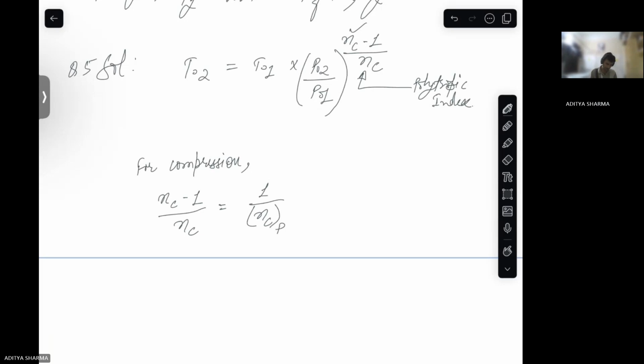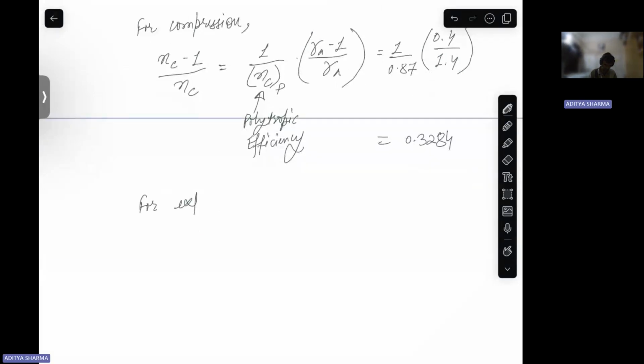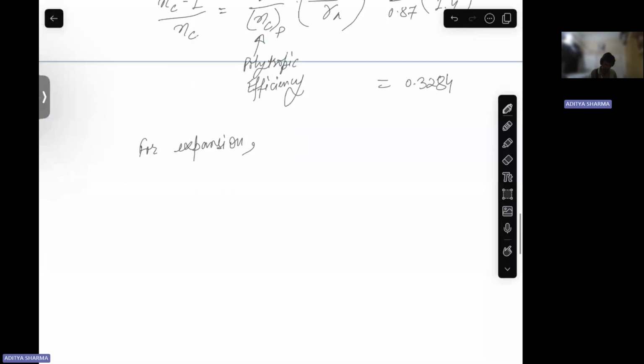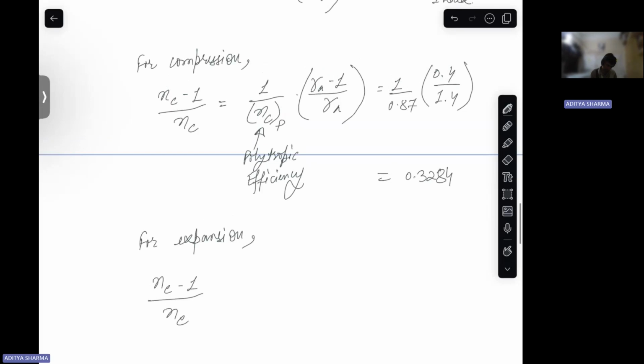Then for expansion also we will calculate now only, which we will use in future. So this is polytropic index. Okay. Remember, same is with this. This is polytropic index.